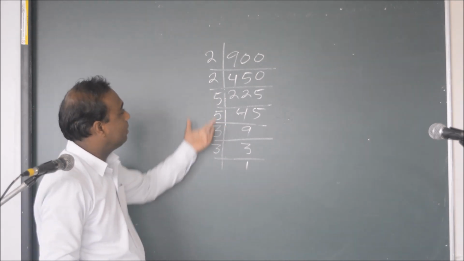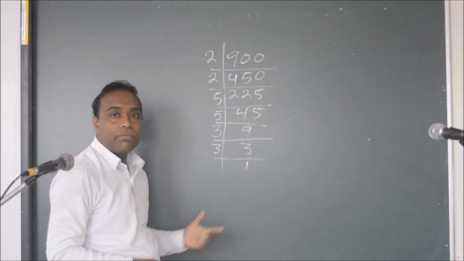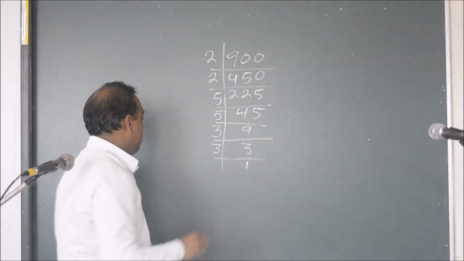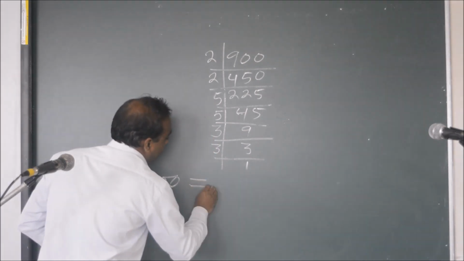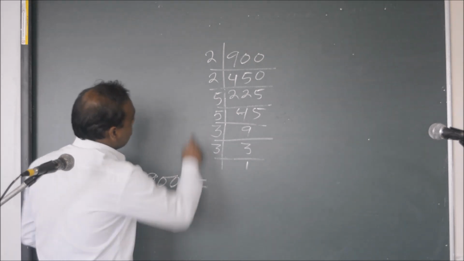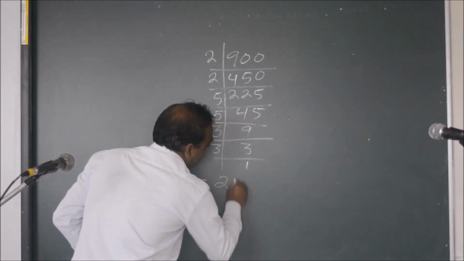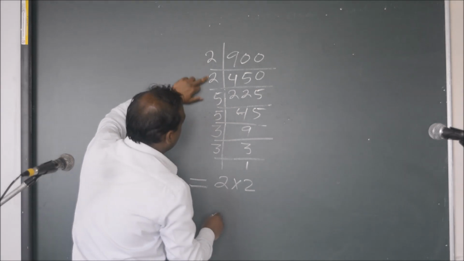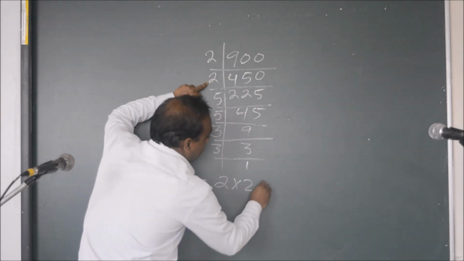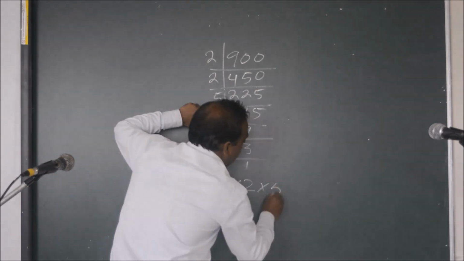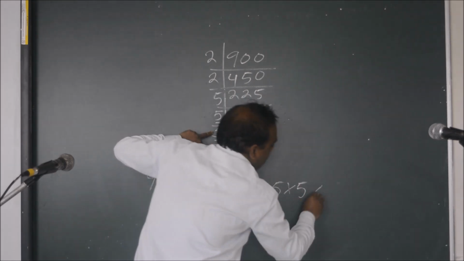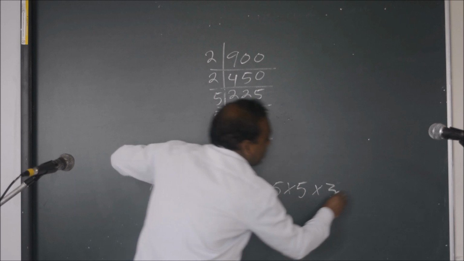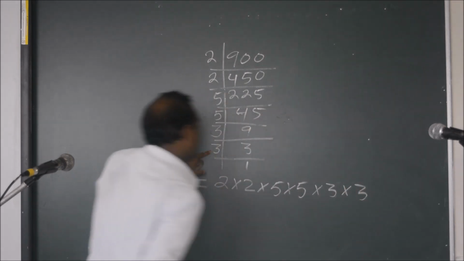So we are checking whether 900 is a perfect square or not. Now let's see here. This is your 900, and all of these are your prime numbers. So you have to write here 2 multiplied by 2, again multiplied by 5, then again 5, then 3, and last again 3. So these are the numbers.